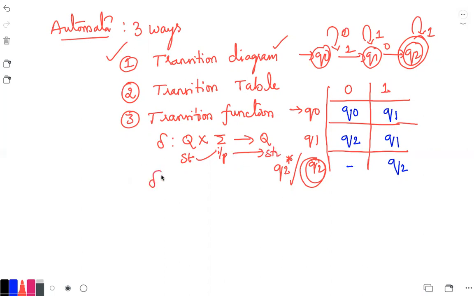For example, delta, I will take state Q0 and the input 0. What am I reaching? Q0. This is how you need to write the transition functions for the same DFA. Delta Q0 of 1.